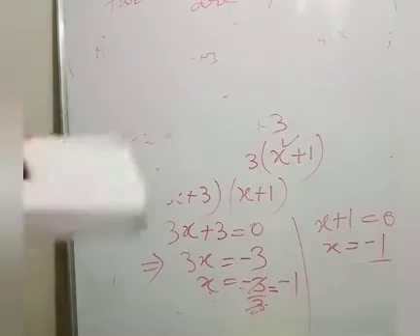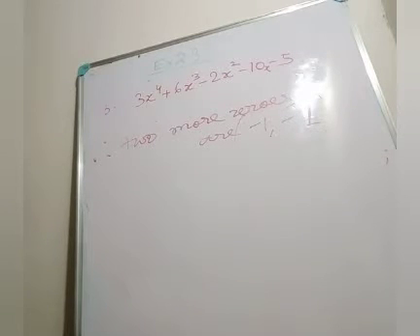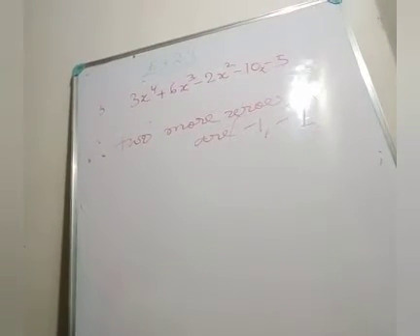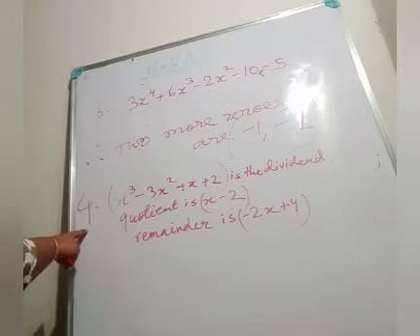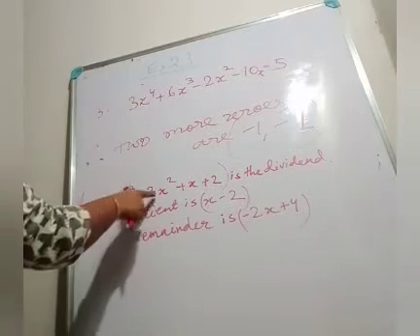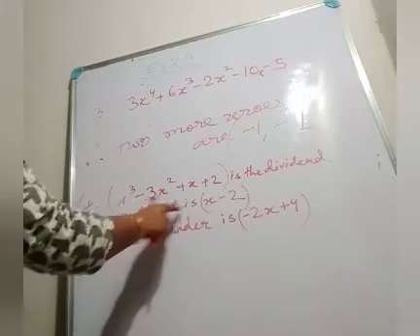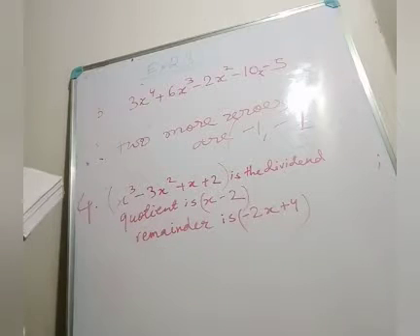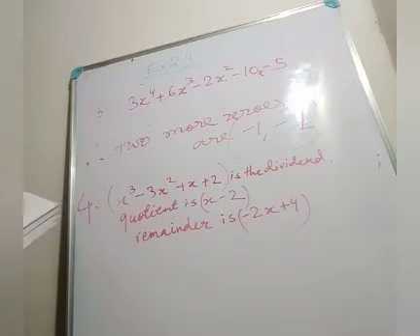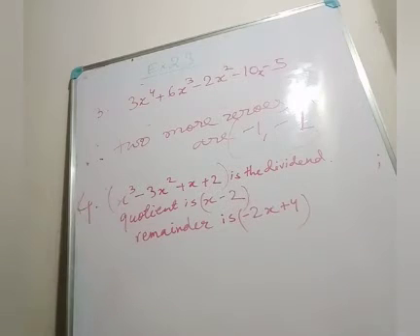So students, our next question. Here question number 4 is: x cube minus 3x square plus x plus 2 is the dividend. Quotient is x minus 2 and remainder is minus 2x plus 4. You have to find the divisor. We know the division algorithm.